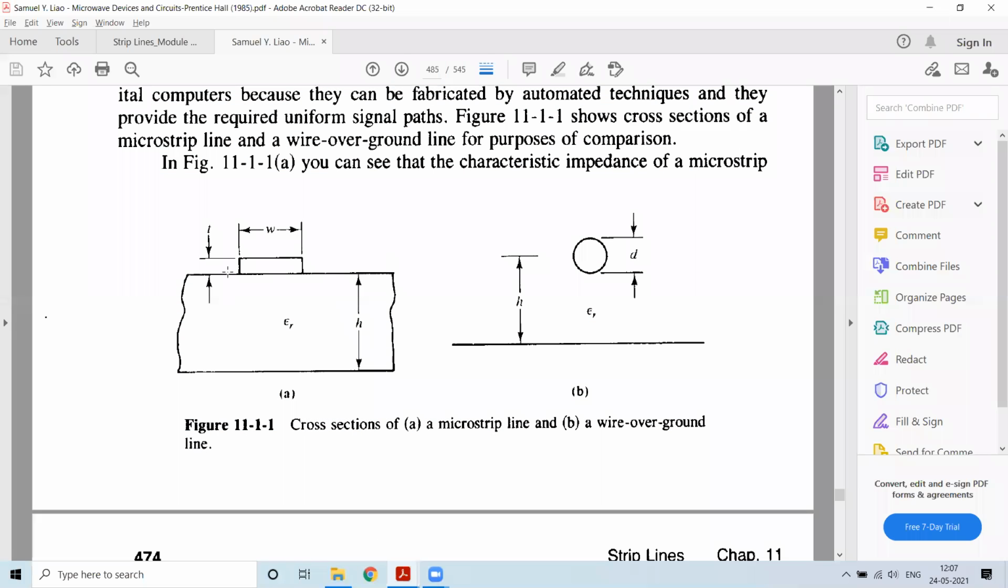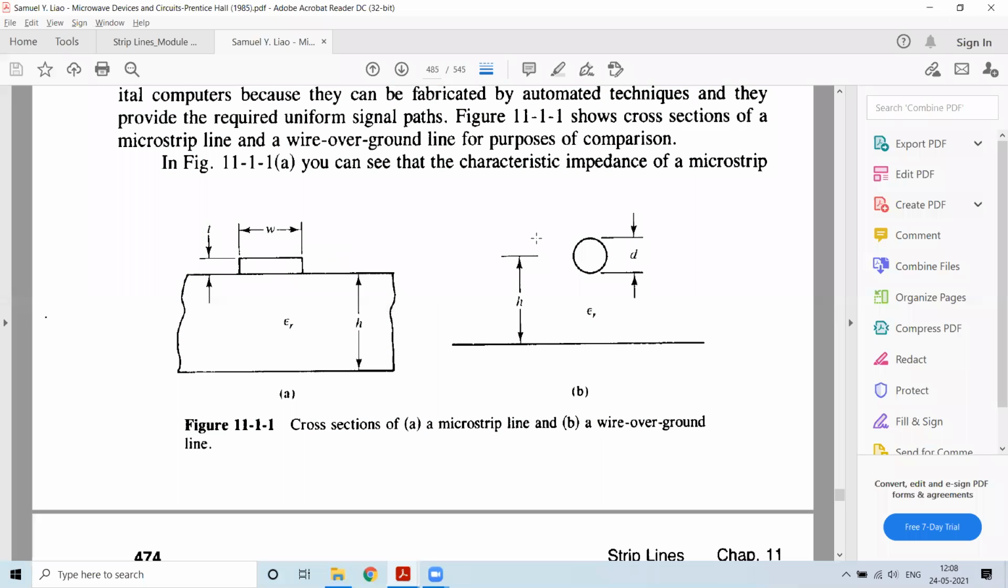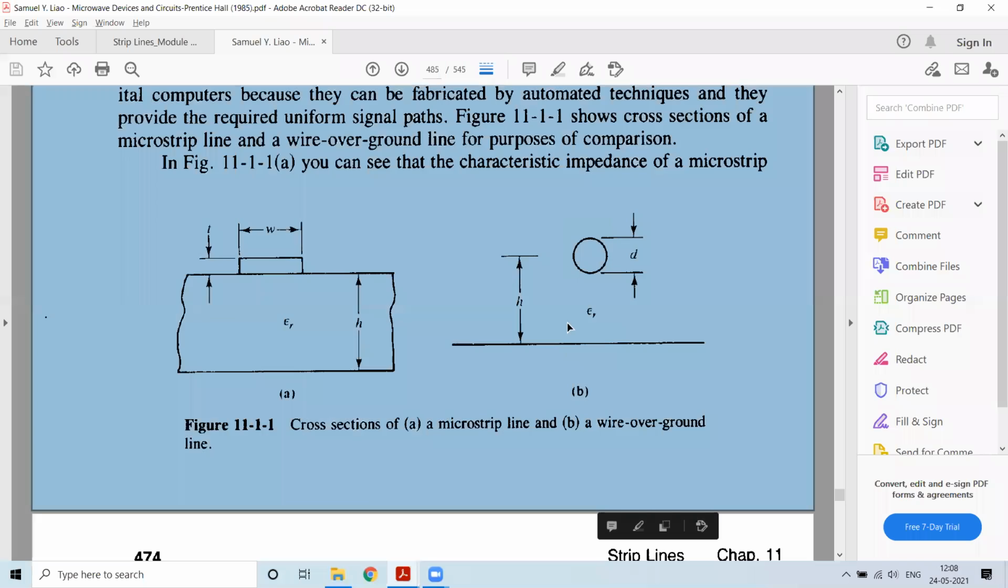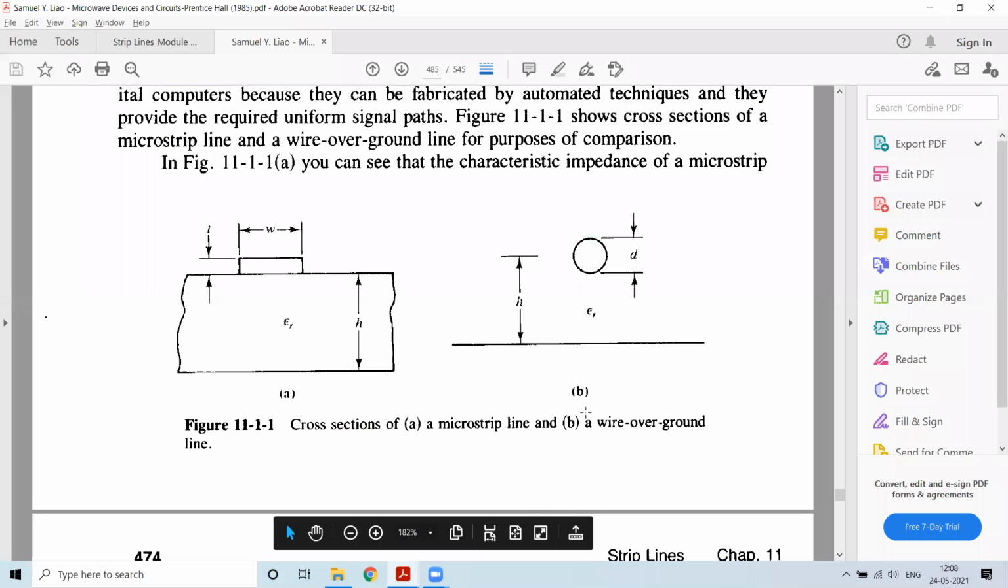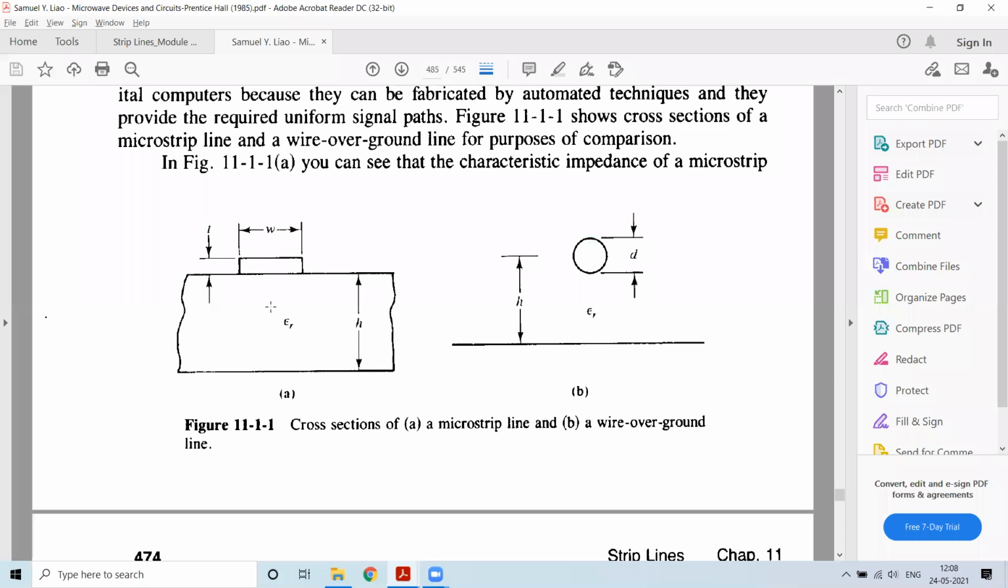This is actually a rectangular waveguide kind of structure. When analyzing, they convert this representation into a wire-like structure, and then the analysis is carried out. So this is a wire over ground line. This is similar to what you are looking at here. This is also used to connect the devices, but the representation is in this form.